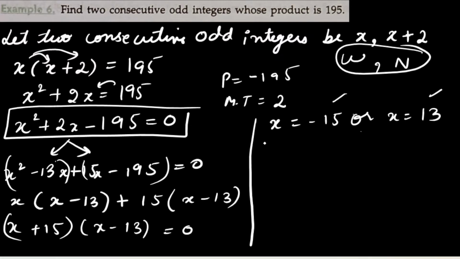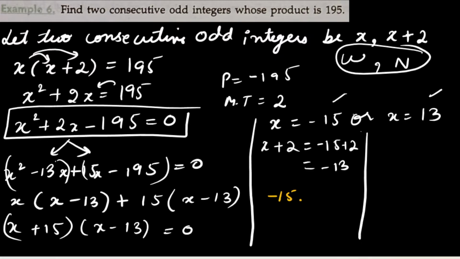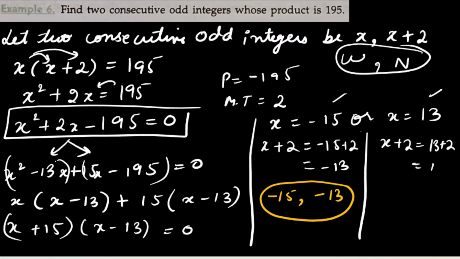For both the values, let's find the value of x plus 2 also. For this value, x plus 2 is minus 15 plus 2, so this is minus 13. When we take x as minus 15, the required consecutive odd integers are negative 15 and negative 13. Let's find for the other value. When x is equal to positive 13, then x plus 2 is 13 plus 2, which is equal to 15. When the value of x is 13, the required two numbers are 13 and 15.